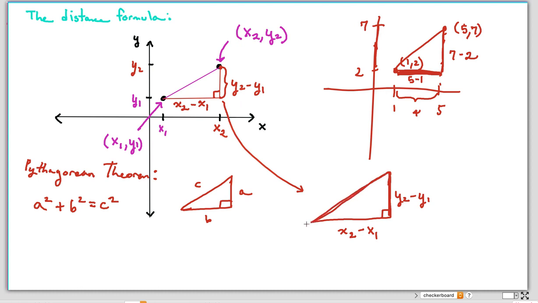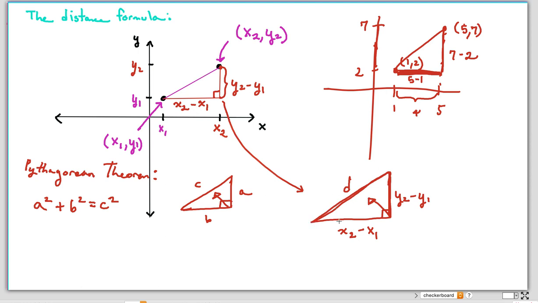Now, what I call this side is up to you, but what am I looking for? I'm looking for a distance, so I want to call this side d. And d is the hypotenuse. C is typically used for the hypotenuse, but it doesn't really matter what we call it. I just want to label it d in this case because I'm looking for a distance. Again, the Pythagorean theorem says that the sum of the legs squared equals the hypotenuse squared, and in this case, the hypotenuse is the distance between these two points.